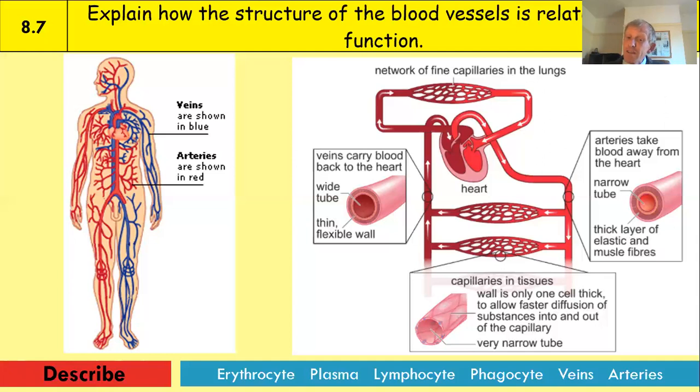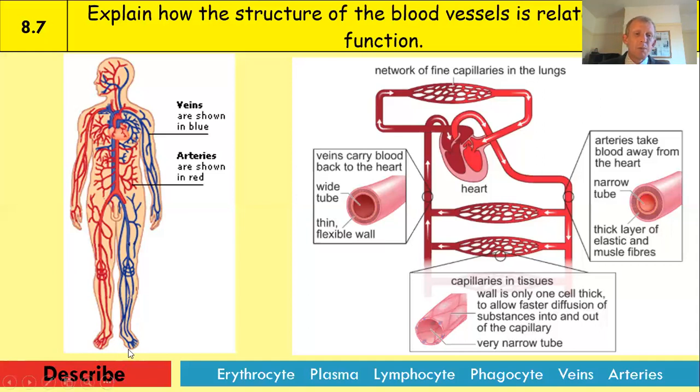They've also got a very, very thin wall. The wall of the capillaries is actually one cell thick, and that is, again, to provide a short diffusion pathway. This improves the rate of diffusion, getting the oxygen and the nutrients out of the blood vessel to the cells that need it, and then taking on those waste products that are being produced by those cells and transporting them away to be got rid of.